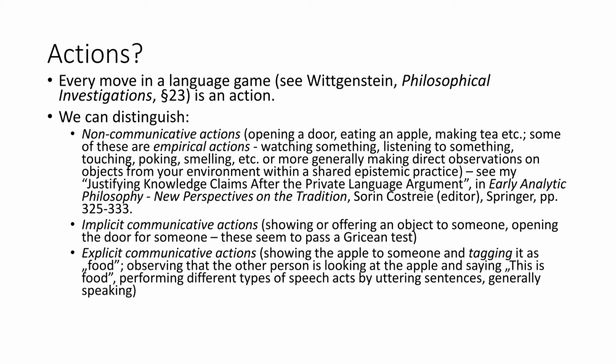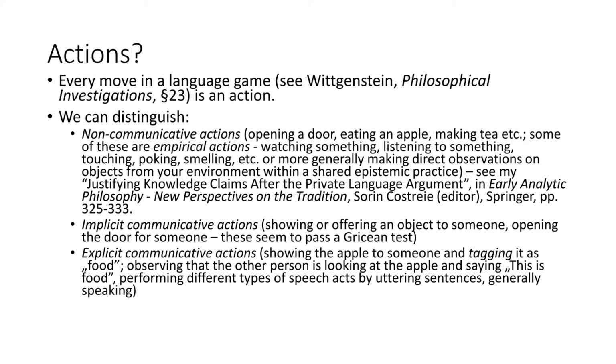Among communicative actions, I would distinguish between implicit and explicit communicative actions. The implicit communicative actions seem to pass a Gricean test. So, for instance, if you remember the initial definition of the speaker's non-natural meaning in Grice's first paper, I hold the door open for someone. What intentions do I have? Well, I do it intending that the other person passes through the door. But also I'm open about this intention, so that's Grice's second condition: I intend that the other person recognizes my intention that she passes through the door, and I also intend that she passes through the door at least in part due to her recognition of my intentions.